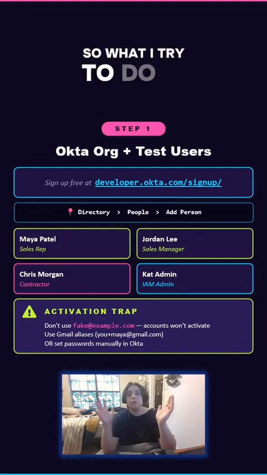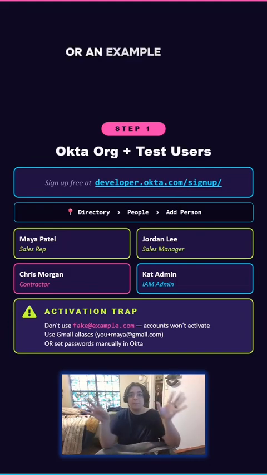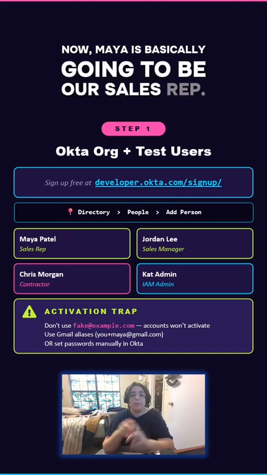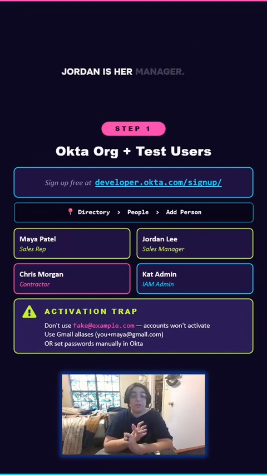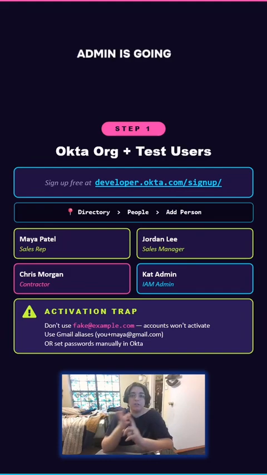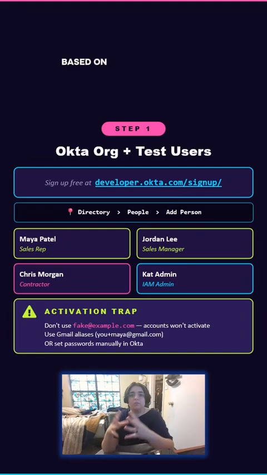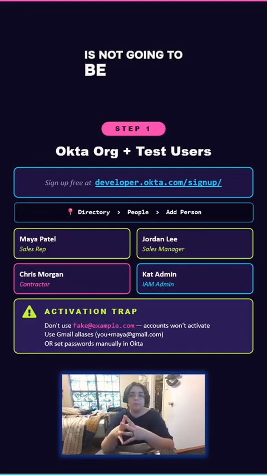So what I try to do is an example setup that you can build off of, using four kinds of people. Maya is going to be our sales rep. Jordan is her manager. Cat is the admin running IT, and then Chris is a contractor. Based on how they're set up, the first three are going to be able to use the portal. Chris Morgan is not going to be able to use it.